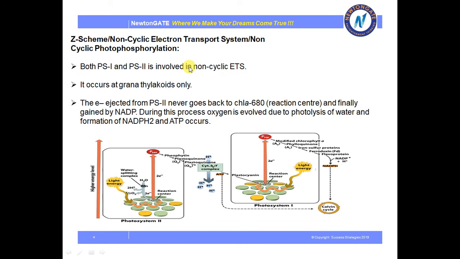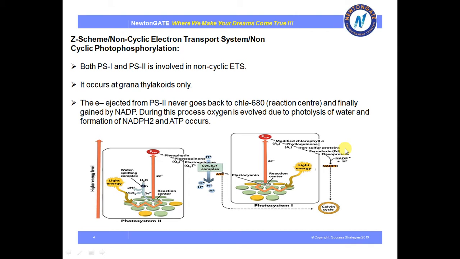Next we move on to non-cyclic photophosphorylation. Let me give a brief idea again of what non-cyclic photophosphorylation is all about. When molecules in the PS1 are excited, electrons are released. Electrons are excited when light falls on the reaction center. The electrons are now transferred to NADP+ with the help of carrier molecules like ferredoxin.